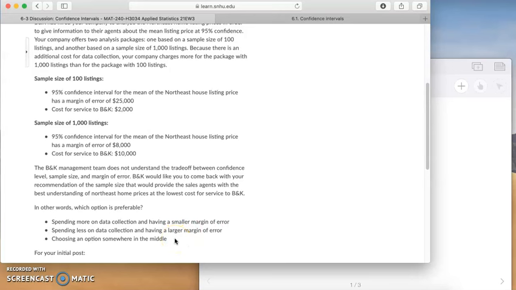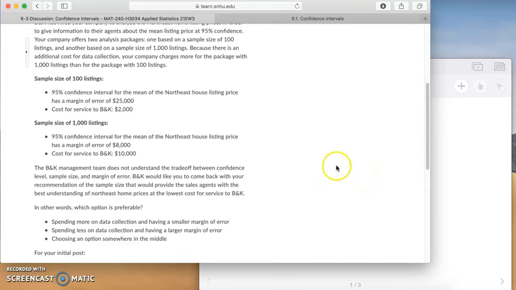Now, it's kind of confusing with this third one. We were told that we offer two options. So maybe we could do an option for, let's say, 5,000 listings or something like that. So you have to choose which of these three options you recommend to this client.